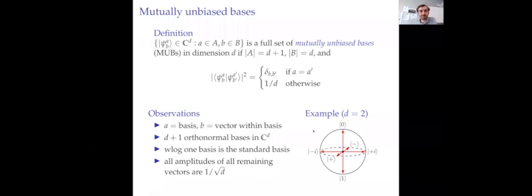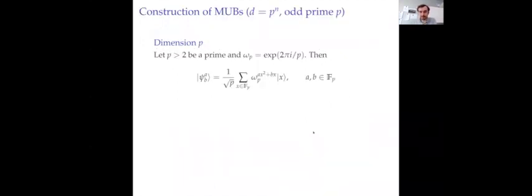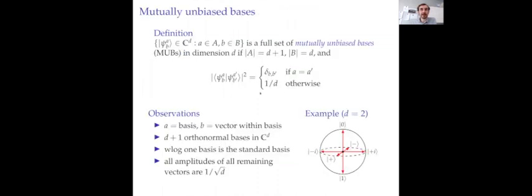Okay. All right. So now, how do you make these mutually unbiased bases? We want to make these vectors. And so here's a construction. Let me take the dimension to be a power of a prime, and let's take p to be odd. And let omega_p be just a p-th root of unity. And then you can make this vector as follows.